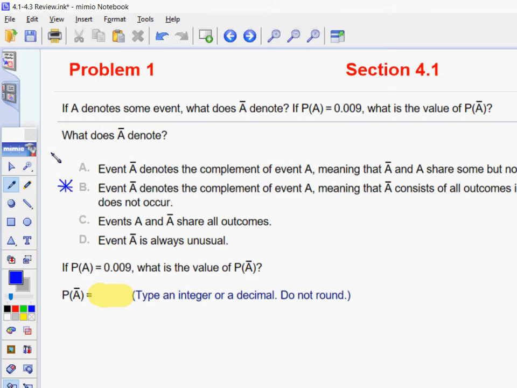Down here it says the probability of A equals 0.009. So let's say the probability of me drawing your name out of the hat is 0.009. What is the value of the probability of A not? Well, they both have to add up to 1 because one or the other has to happen. It's certain to happen. If something's certain to happen, it is 1. So 1 minus 0.009 is 0.991. All right, next question.